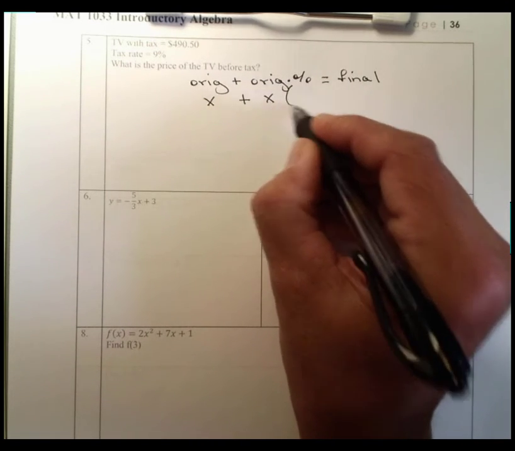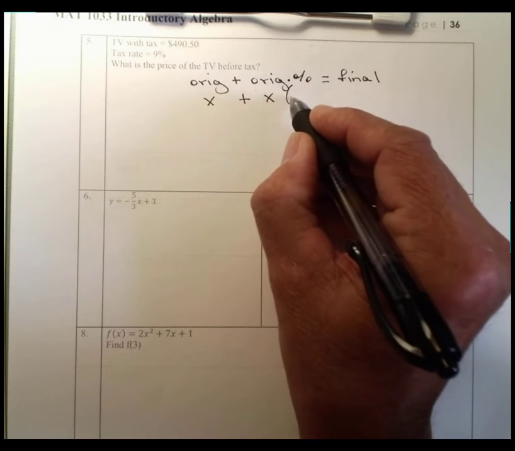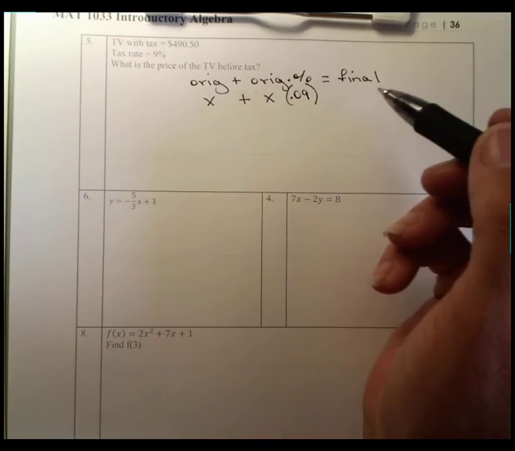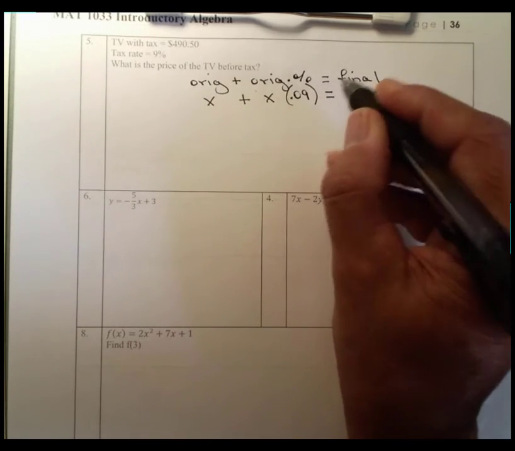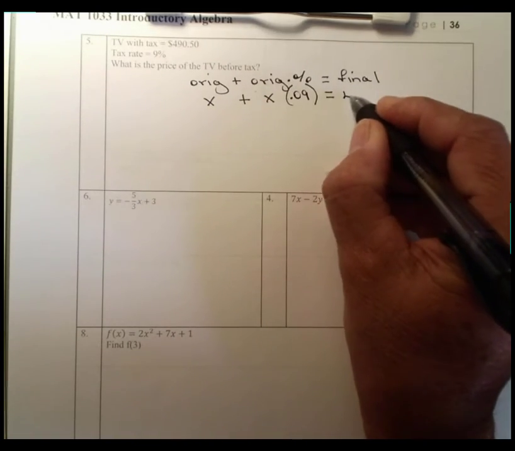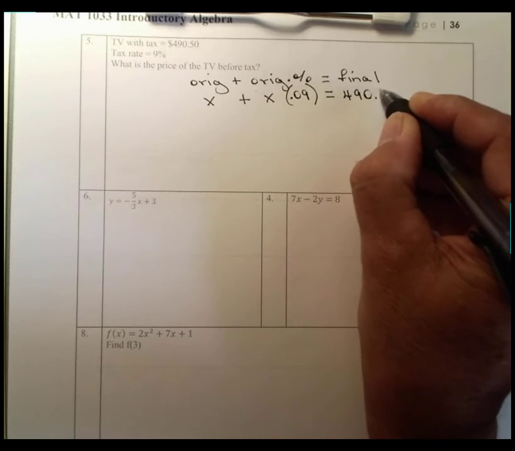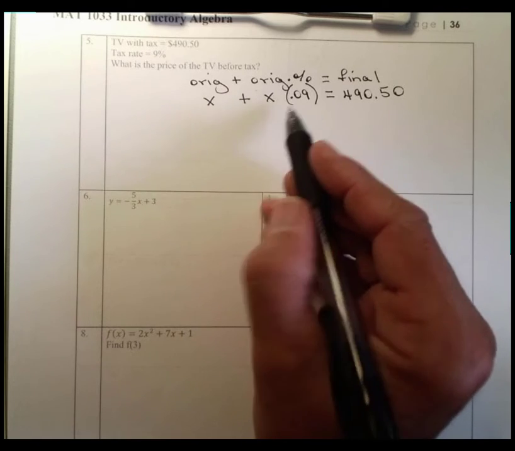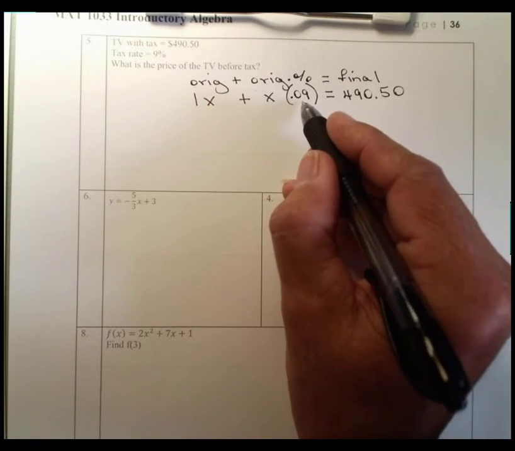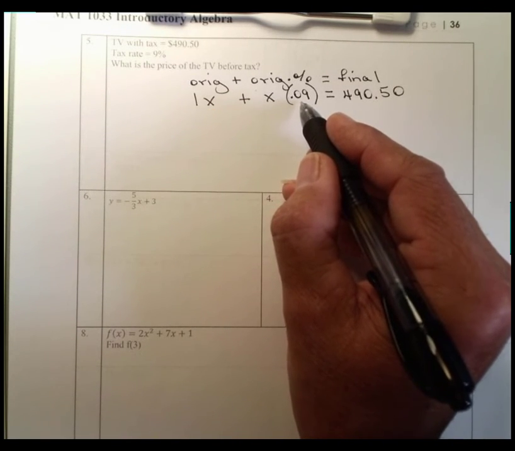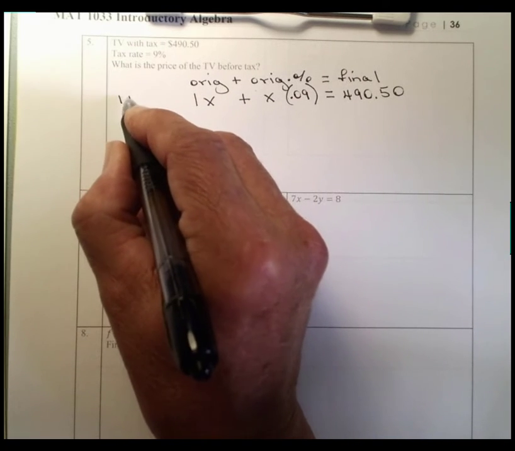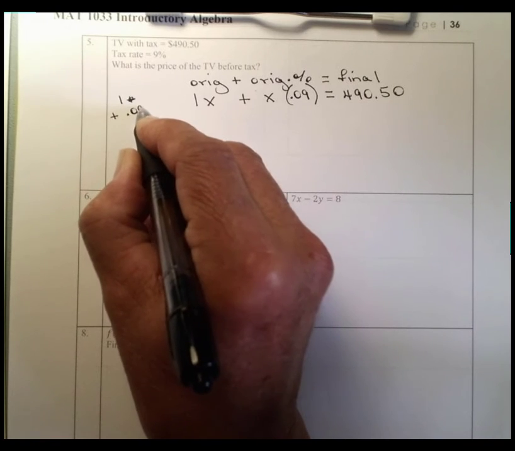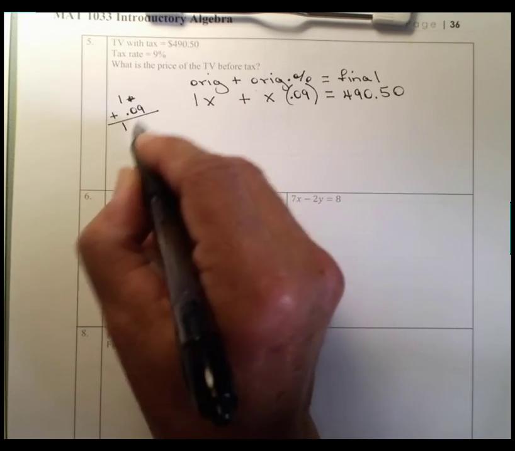And this is times the tax rate. Well, the tax rate's 9%. Be careful doing this. You want to make sure to write it as a decimal. And sometimes that gets tricky. And then the final price, well, they gave me that too, $490.50. So all I have to do over here is add these two x values. Well, this is 1x and this is 0.09x. That's easy to add, isn't it? 1 plus, well, I'll write it like this, plus 0.09, right? So it would just be 1.09.